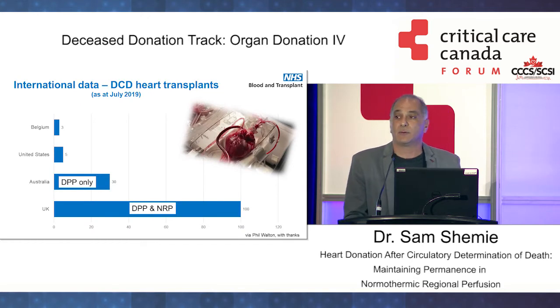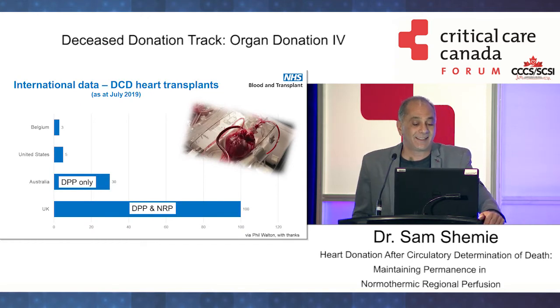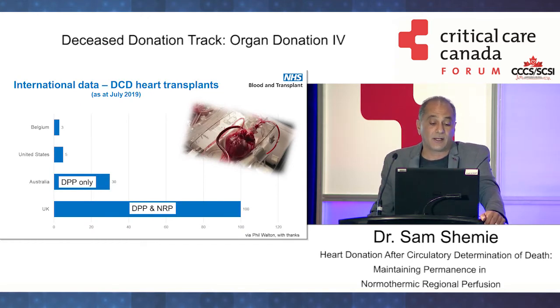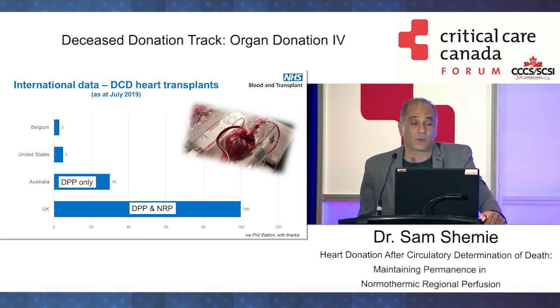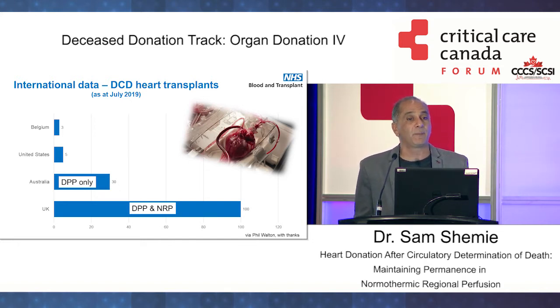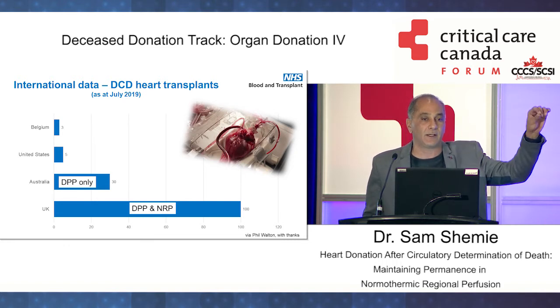And this is data that was given to me by Phil Walton. The data to date: there are almost 150 transplants worldwide, not enough to really compare the difference between DPP, that's in Australia alone. The reason they don't do NRP is because in Australia, DCD said you're dead after your circulation stops, and if you restart circulation, you're no longer dead legally in Australia.